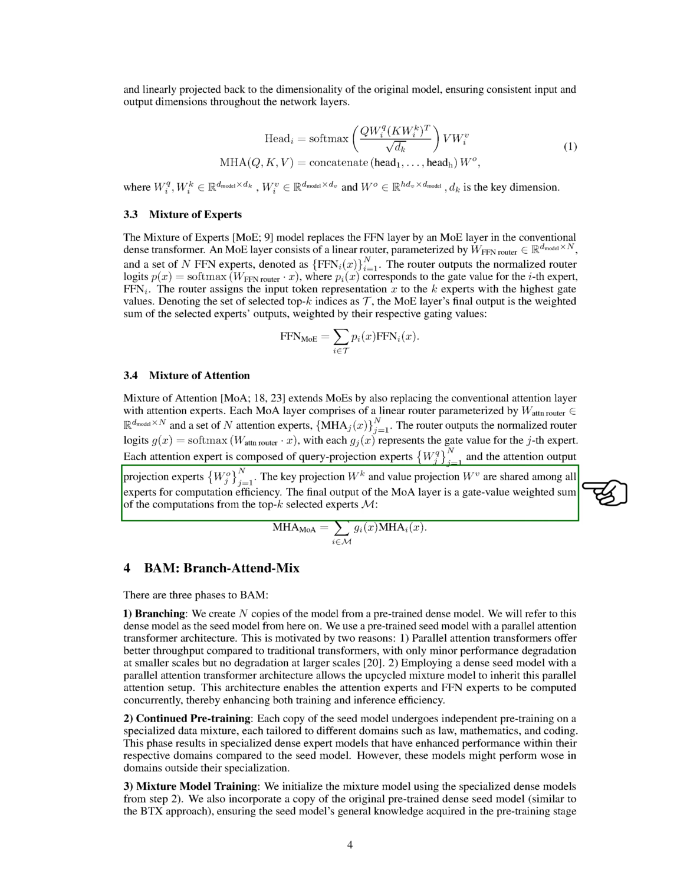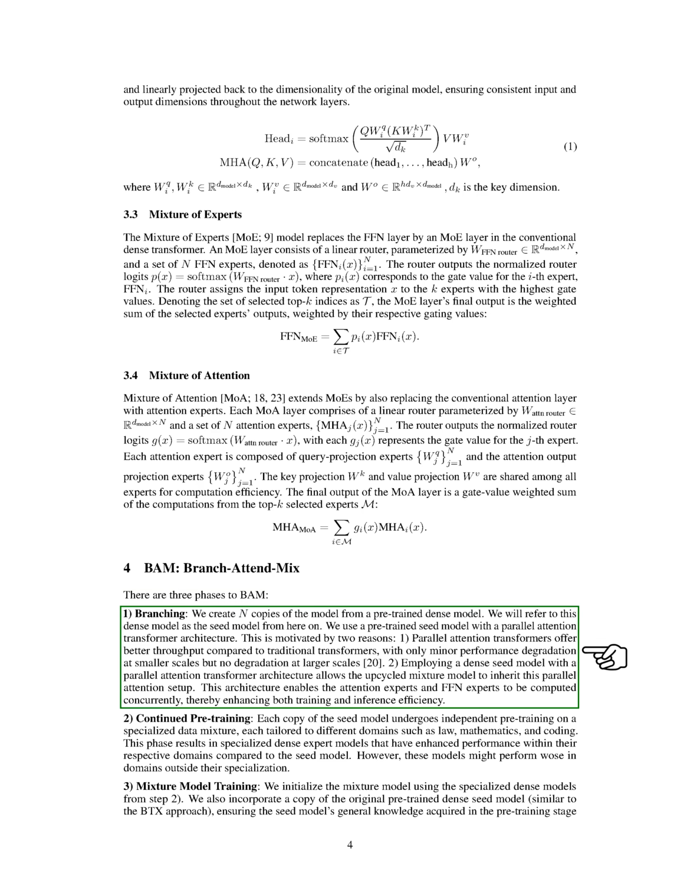Section BAM, Branch Attend Mix. In this section, we describe the BAM, or Branch Attend Mix, approach, which consists of three main phases. First, in the branching phase, we create multiple copies of a pre-trained dense model, which we will call the seed model.